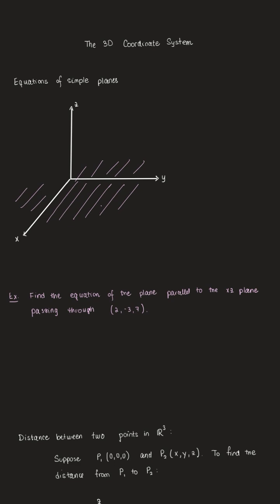And so we can write then that the equation for the xy plane in R3, and R3 just means in space, is that z equals 0. That's it, because all of the points on the xy plane have a 0 z coordinate.